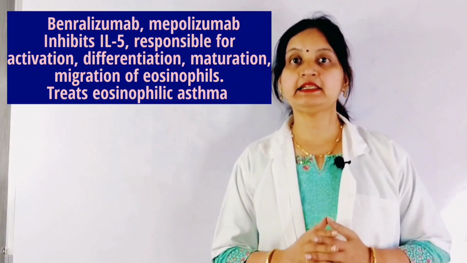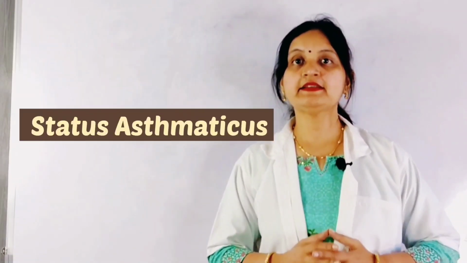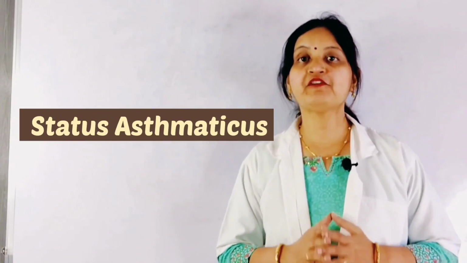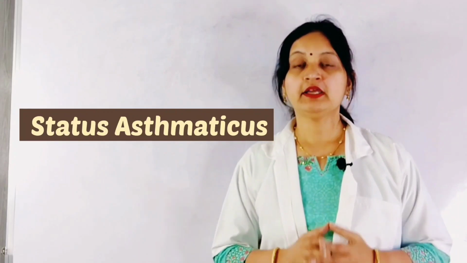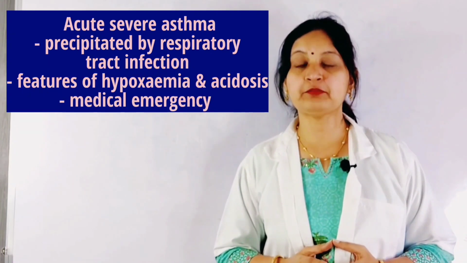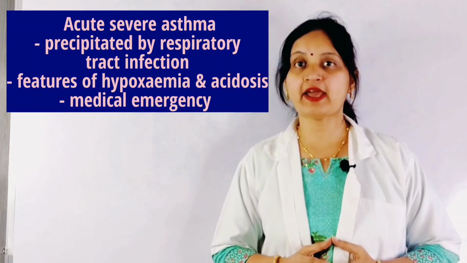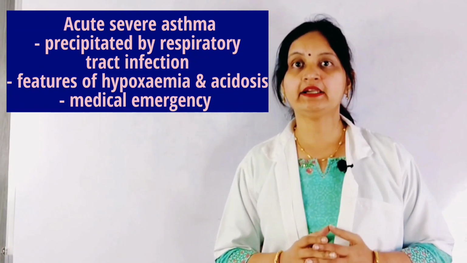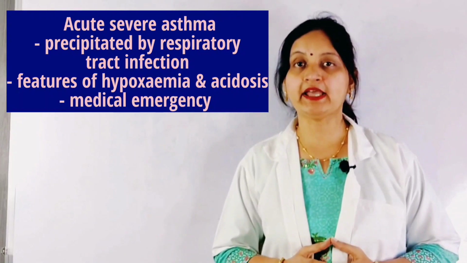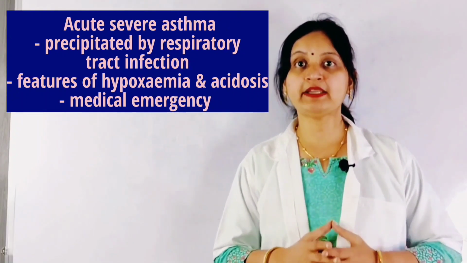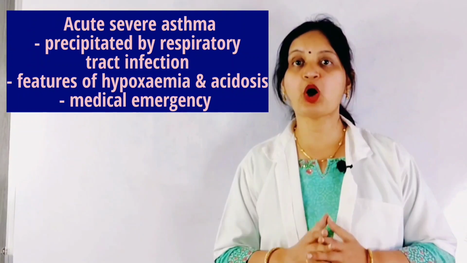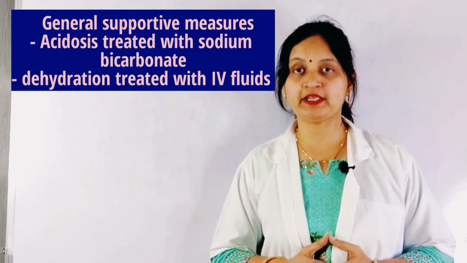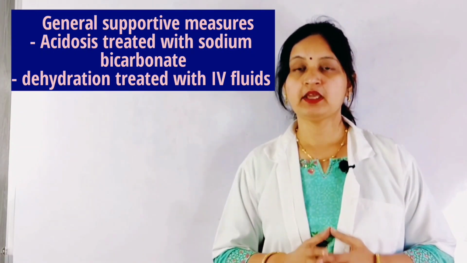The next is status asthmaticus. Status asthmaticus is also known as acute severe asthma or refractory type of asthma. This is usually precipitated by an acute respiratory tract infection. The attack is not easily terminated and can cause hypoxemia and acidosis. It is a fatal medical emergency and requires prompt treatment. The patient should be hospitalized and treatment should be initiated immediately.